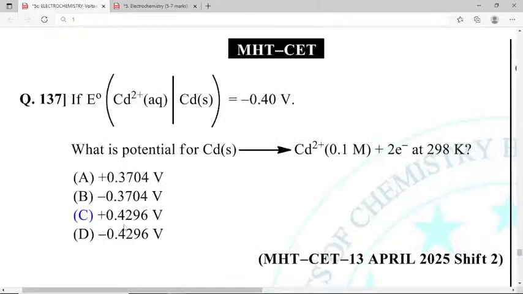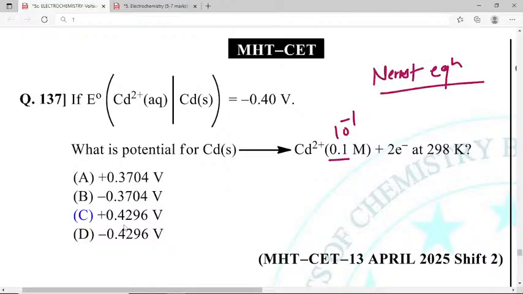Solve this using the Nernst equation, with 10 to power minus 1. Nernst equation. So many questions have been asked on the Nernst equation. Answer: 0.4296.